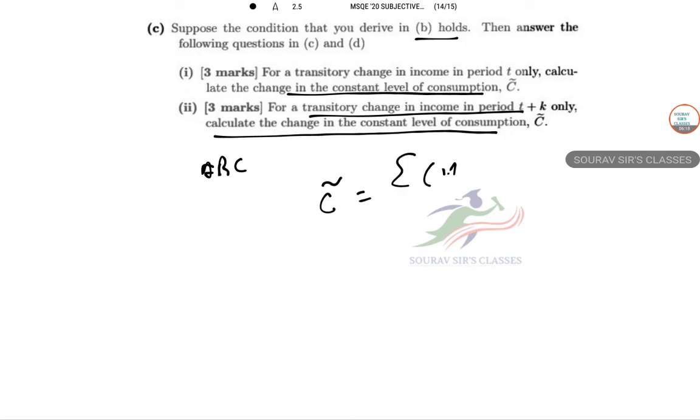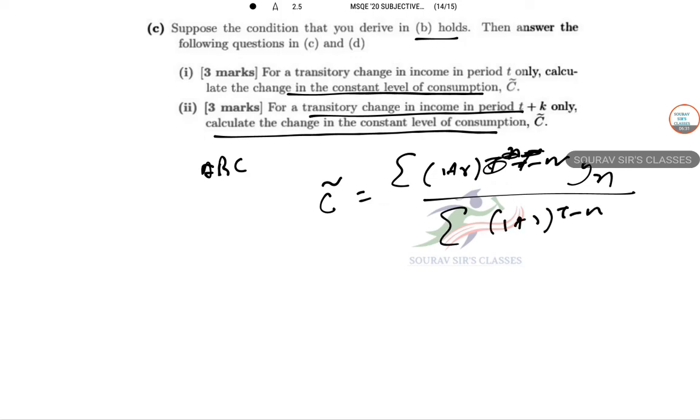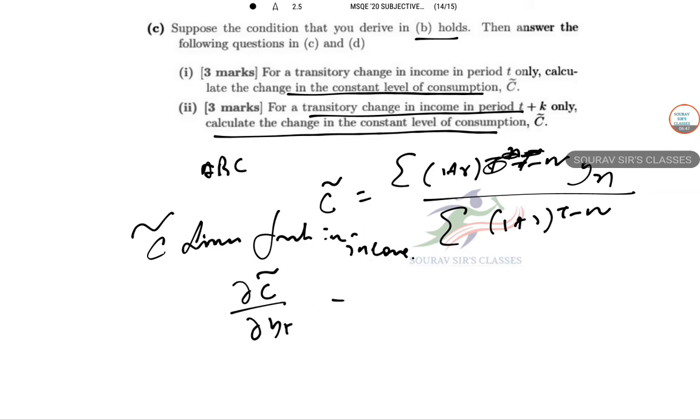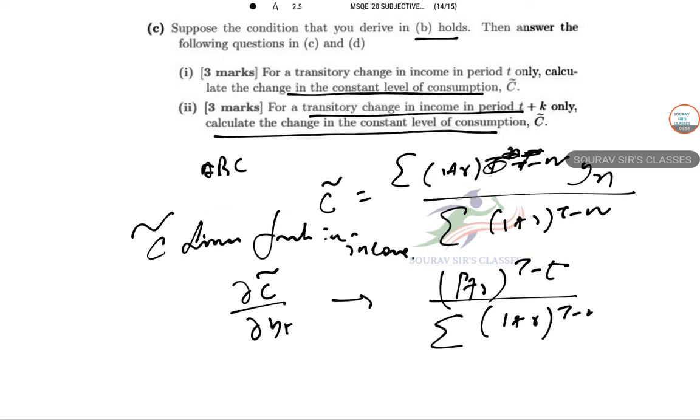So that we have already done: c equals the sum of 1 plus r to the power T minus n times y_n divided by the sum of 1 plus r to the power T minus n. So the period consumption c is a linear function in income. So we take this and this gives dc by dy_t equals 1 plus r to the power T minus t divided by the sum of 1 plus r to the power T minus n.